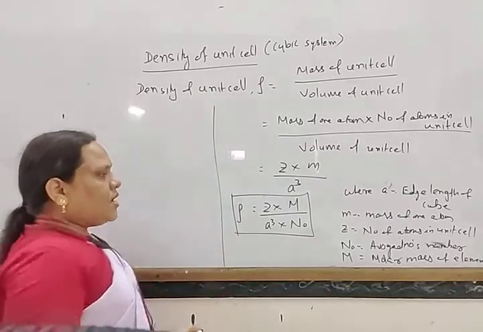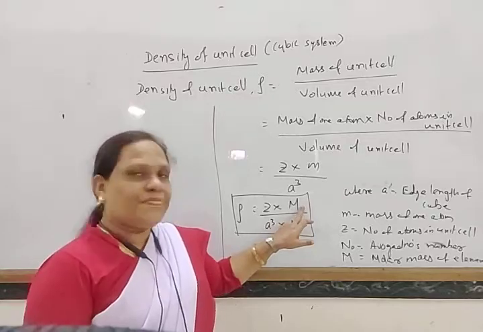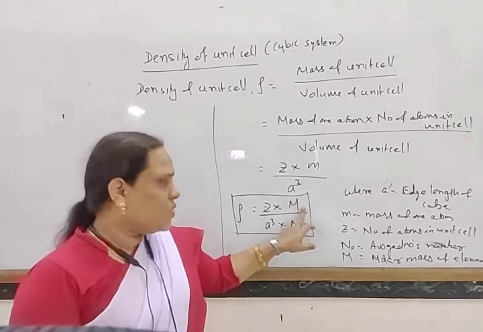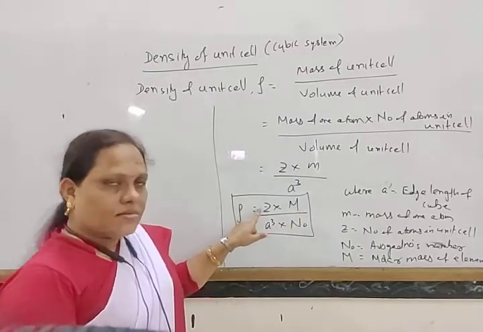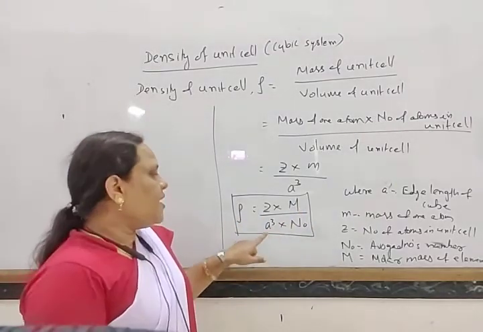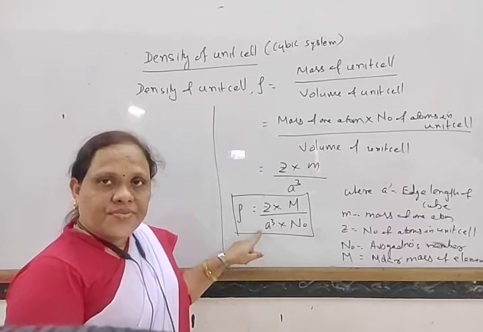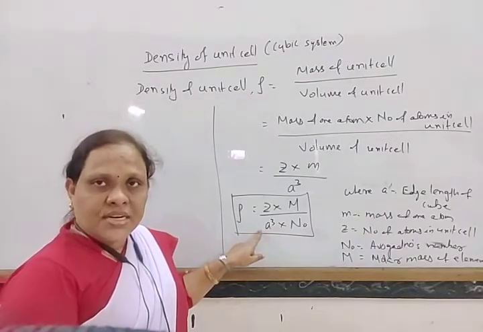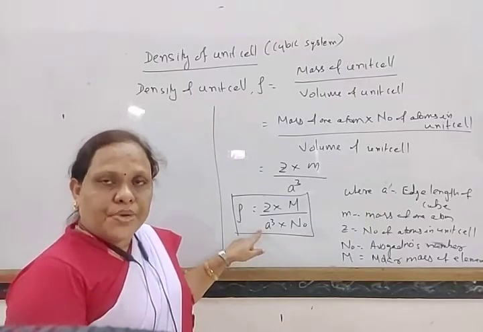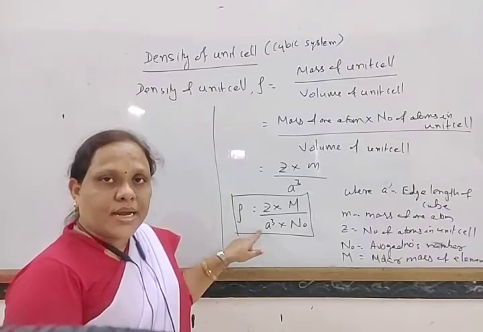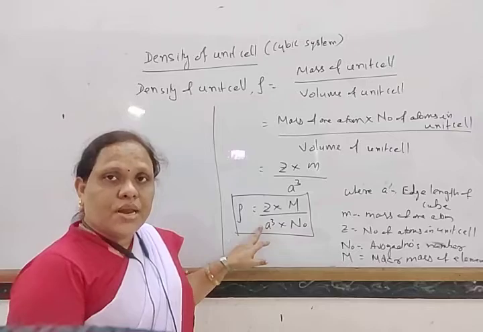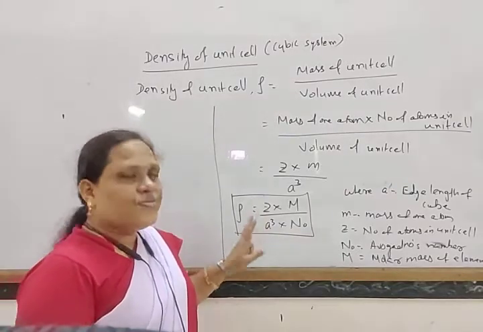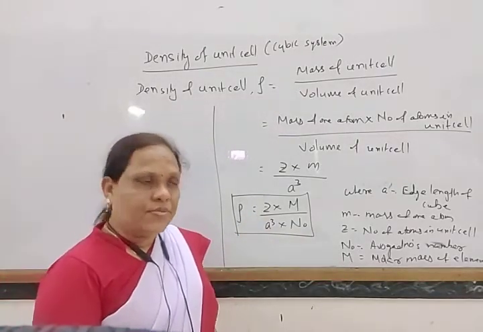Generally, here mass is represented in gram per mole. This is a number, and this is a number. And a cube, this is the edge length. Generally in a question it is given in picometer, and 1 picometer equal to 10 to the power minus 10 centimeter, or 10 to the power minus 12 meter. In this way, substitute this value and solve this type of problem.